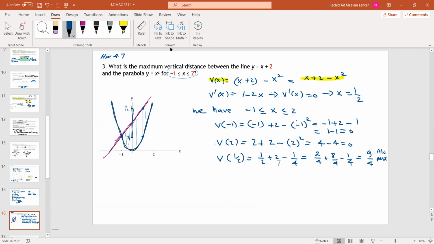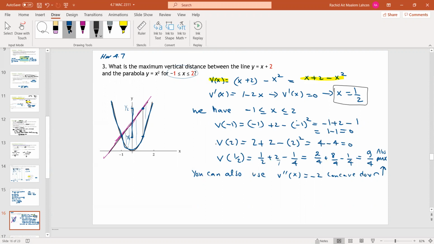And if you want to investigate, you can also use the second derivative. And the second derivative is negative 2, which is concave down. So that also says that we have an absolute maximum there. So we know now there is an absolute maximum at the critical point, this critical point 1/2.